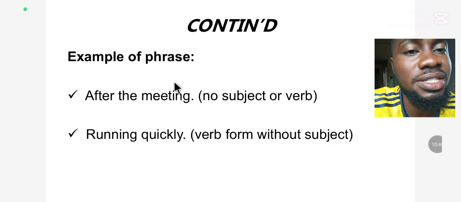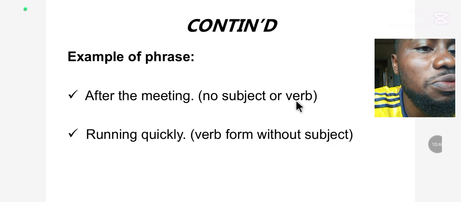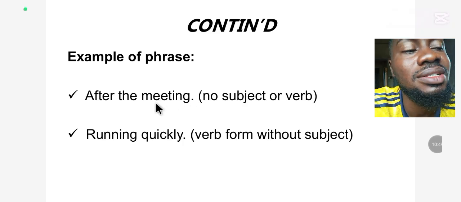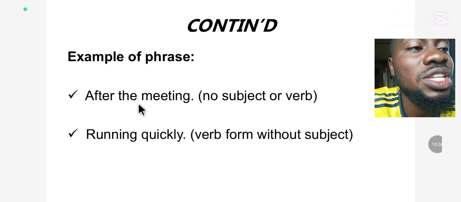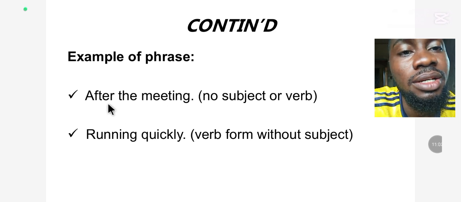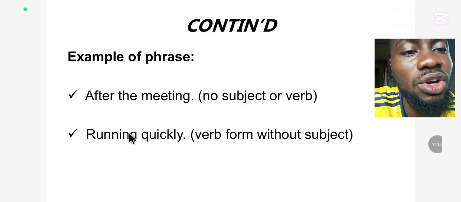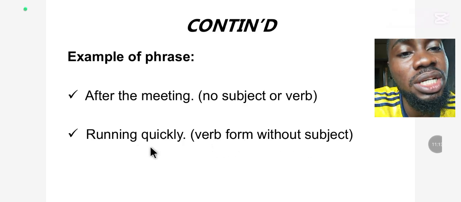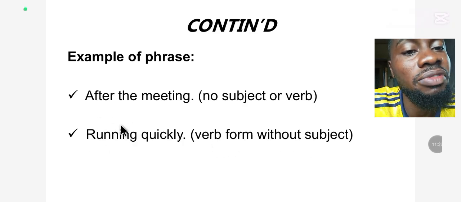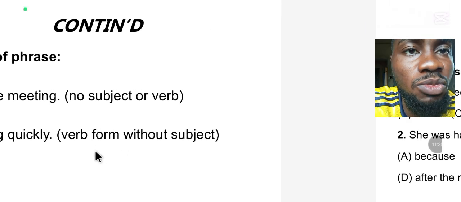An example of a phrase is "after the meeting," no subject or verb. After the meeting, this is a phrase, okay? It does not make sense and it has no subject, neither does it have a verb. "Running quickly" is also an example of a phrase. It is a verb form without a subject. This one has a verb, running. Running is the verb, but it has no subject, making it a what? A phrase. Let's move on.